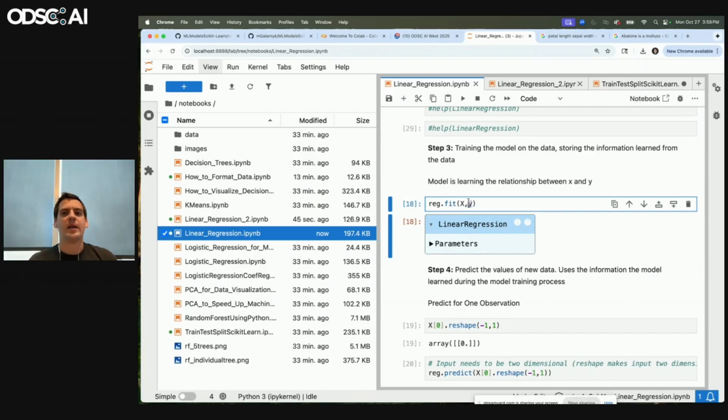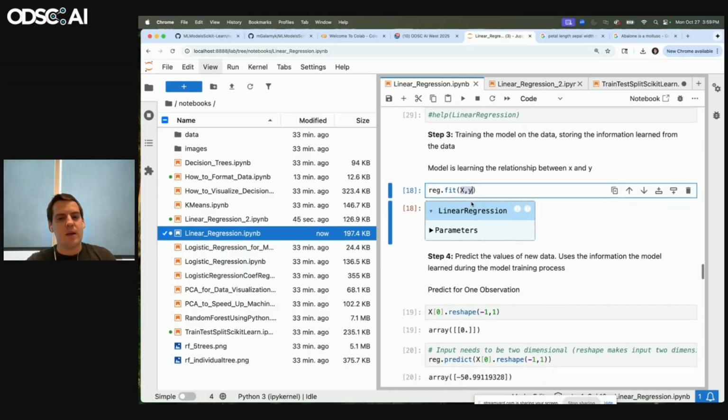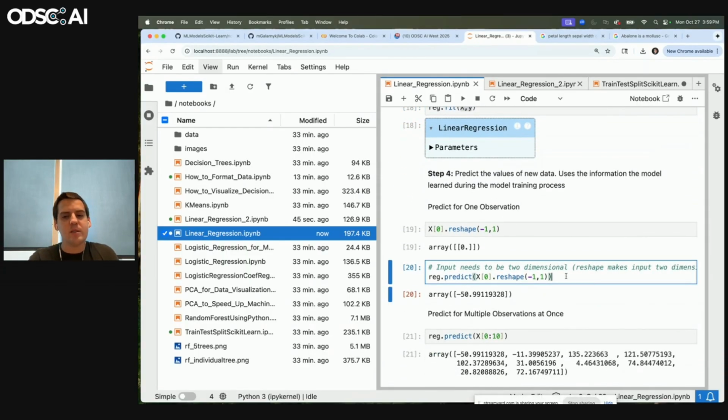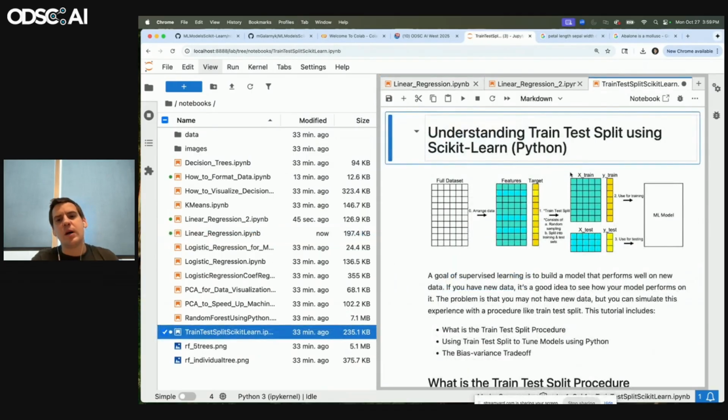The issue with that is in real life, we want to be able to use machine learning to make predictions on data it hasn't seen before. When I fit the data on the entire data set, it learns the relationship between my X and my Y. And then what I was doing over here was making predictions that are not really out of sample. And I'll get to what in sample and out of sample mean in a second. But this is why in machine learning, we have something called a train test split. And the goal of supervised learning is really to build a model that performs well on data it hasn't seen before.